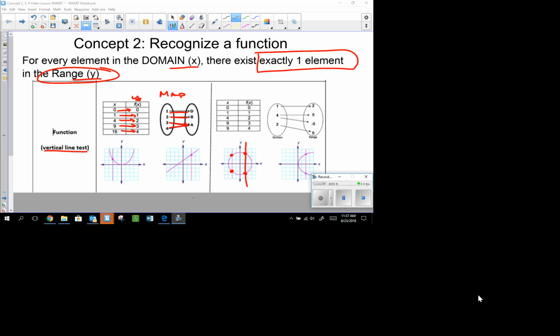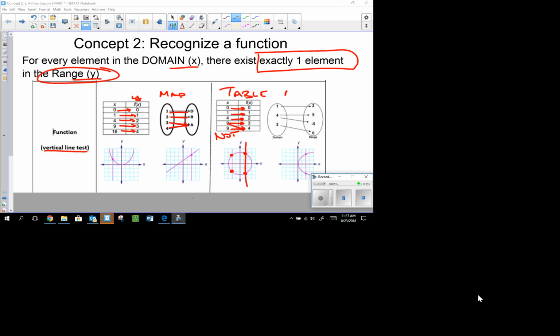Again, let's look at this table over here. The 0 has only one element. The 1 only has one element in the y. The 4 as well. However, the 9, there's a 3 in the y and a 4. A 9 cannot point to a 3 and a 4. Therefore, this is not a function.